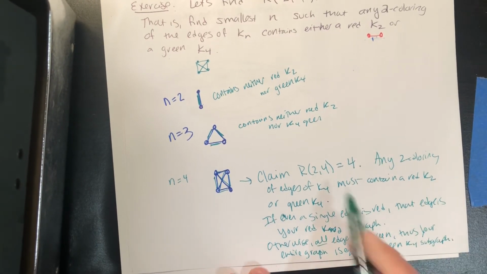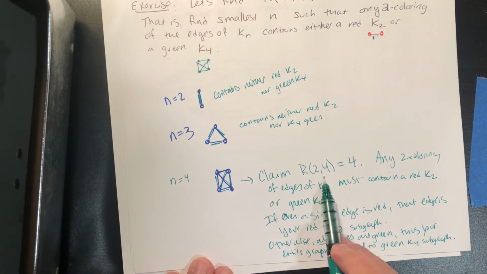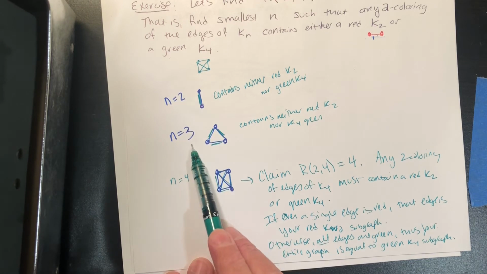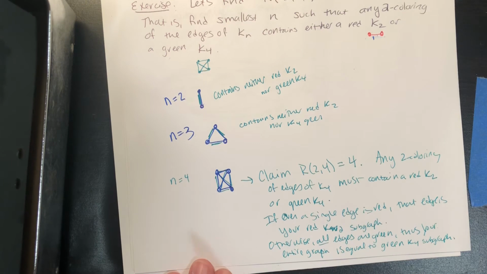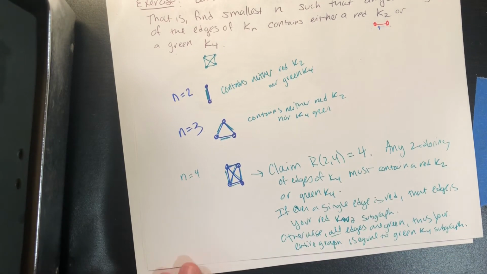Okay, which means by this argument here, R24 actually has to be less than or equal to 4, but up here we saw by using counterexamples that it had to be greater than 3. So if it's greater than 3 and less than or equal to 4, then it's going to be equal to 4. So R24 we have found to be equal to 4. So for small values, we can compute these Ramsey numbers by hand.